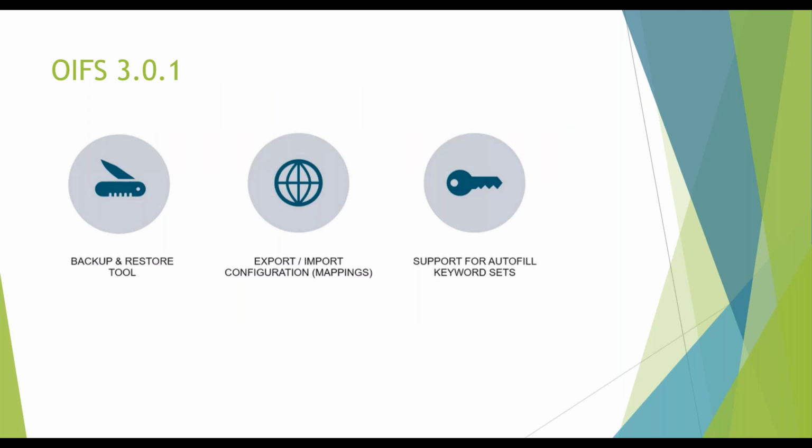There's 3.01 that's out that has a backup restore tool. Why is that important? I mentioned before that you could take documents out of Salesforce and put them into OnBase. So let's say you're doing that, you're testing it, and you want to go back and do it again. This backup restore tool gives you the ability to push them back and forth between OnBase and Salesforce. So it's kind of nice.